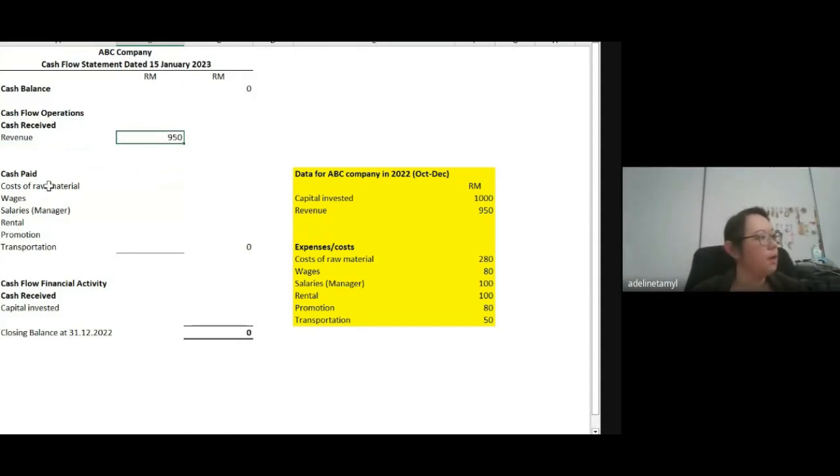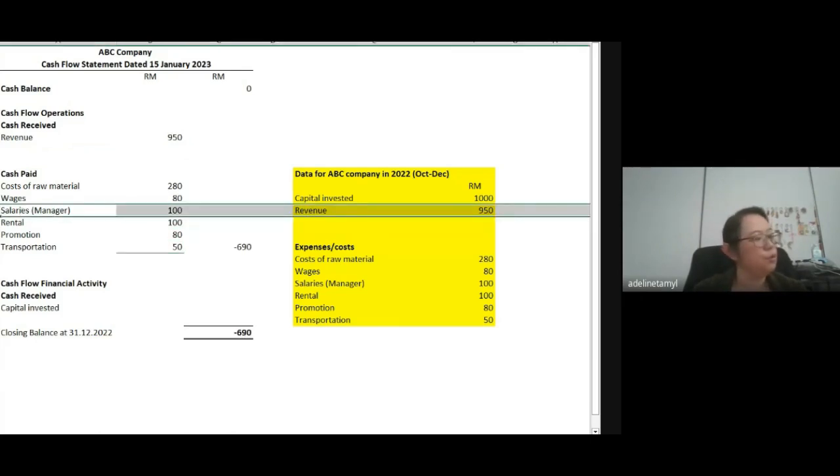So for all the other expenses, just copy and paste. Copy cost of raw materials, wages, salaries. To save time, I have the words typed there. So if you don't have, for example, if you don't have salary, you can throw this away. If you don't have salary, you don't include rental, you just throw the row away.